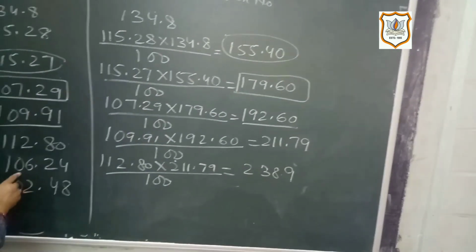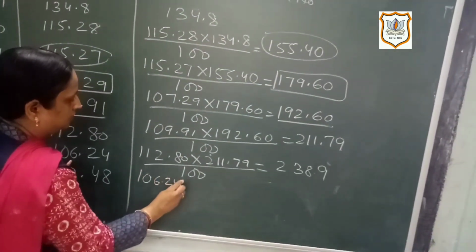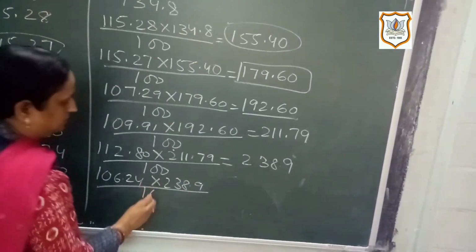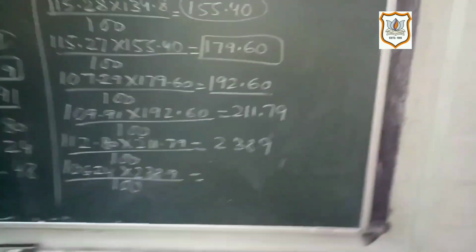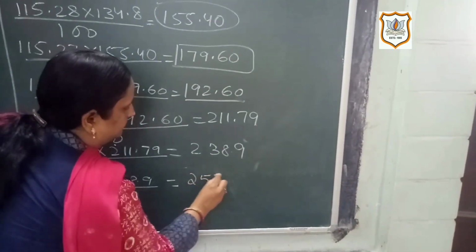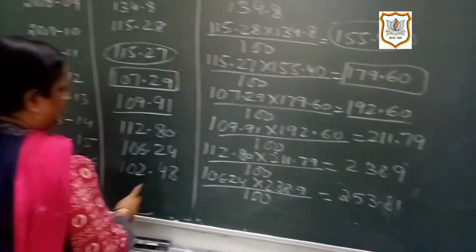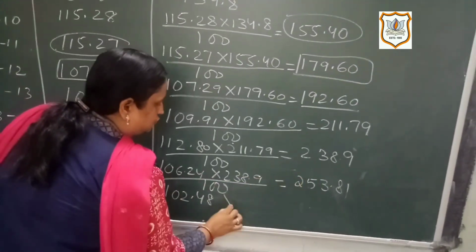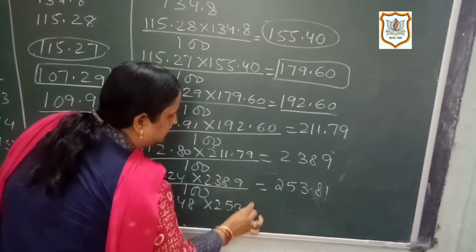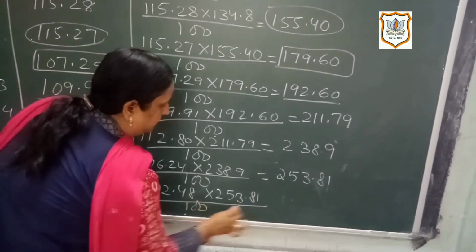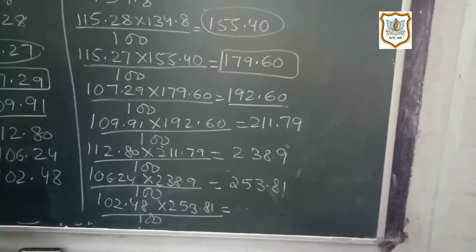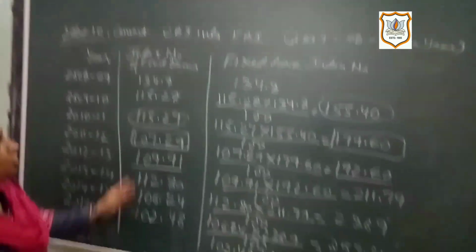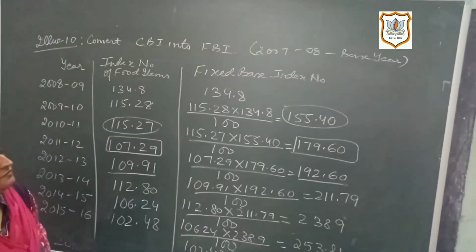When you calculate this value, you will get 238.9. Here it is 106.24. Cross multiply by 238.9 divided by 100. Now when you solve it out, you will get 253.81. Now the last one you see, 102.48. This is 253.81. When you multiply by 100, you will get the value 260.61. So this is another example of the conversion of chain base into fixed base.